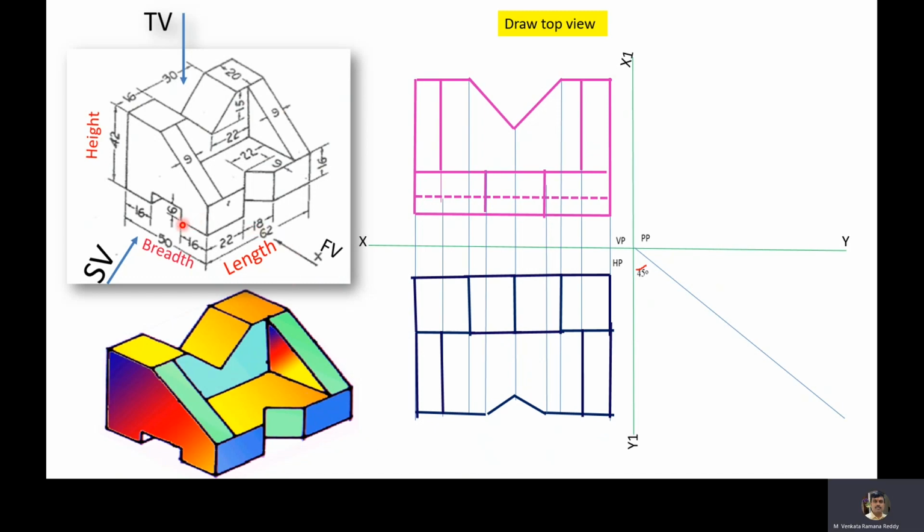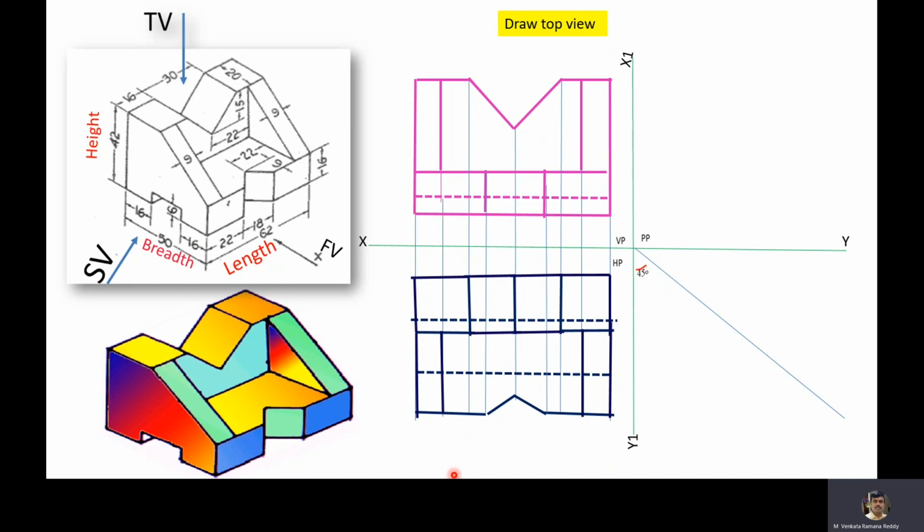Then what about this rectangular groove? Is it visible to us? No. That is, from this end at a distance of 16 mm, along the length direction, draw dotted lines. From here to there it is 16 mm, from here to there it is 16 mm. In the length direction, draw another dotted line. That is, drawing the top view is over.